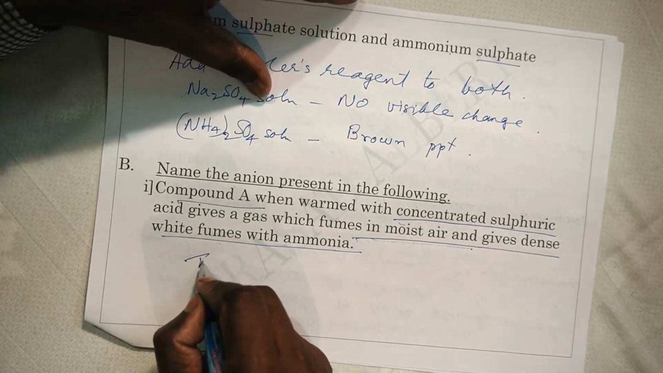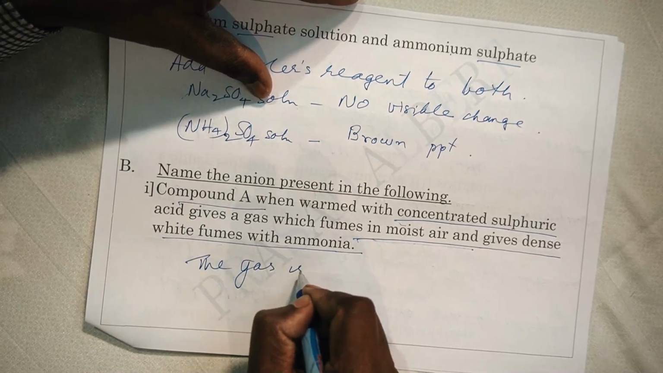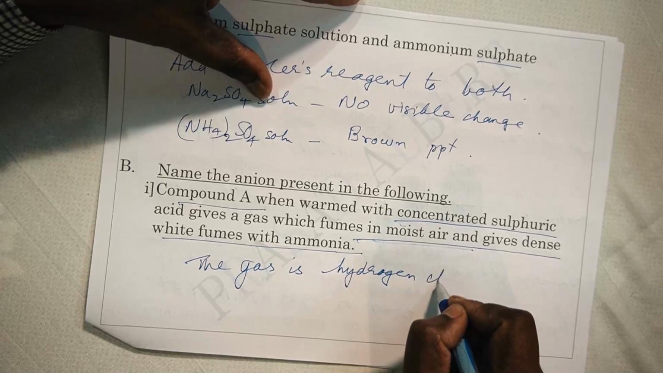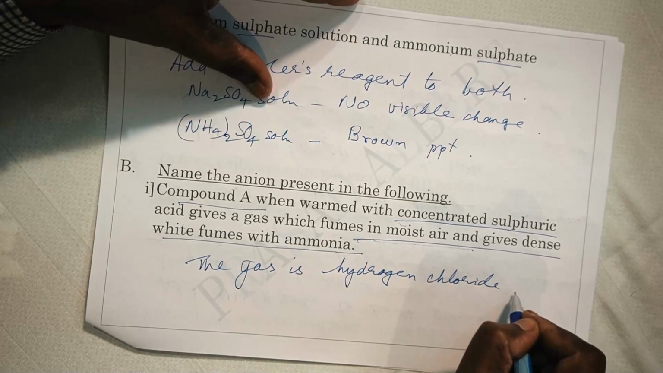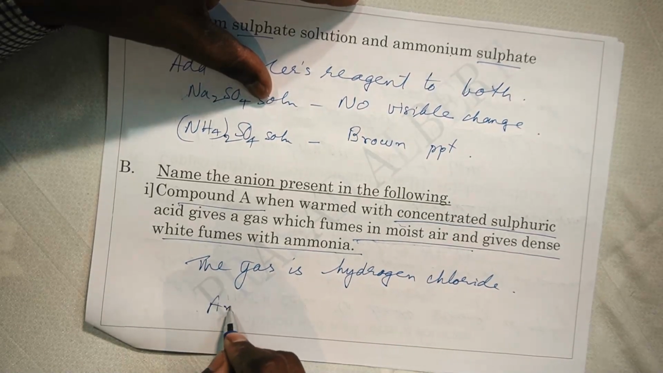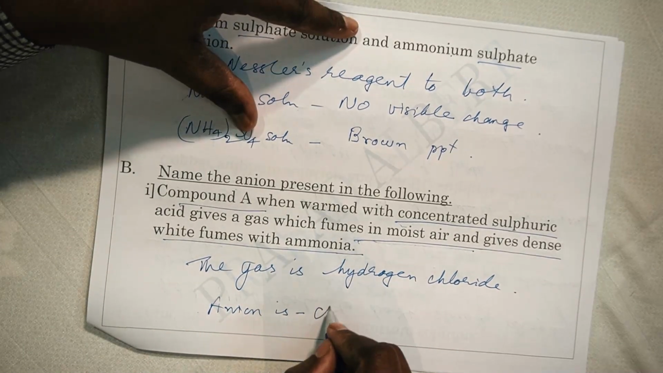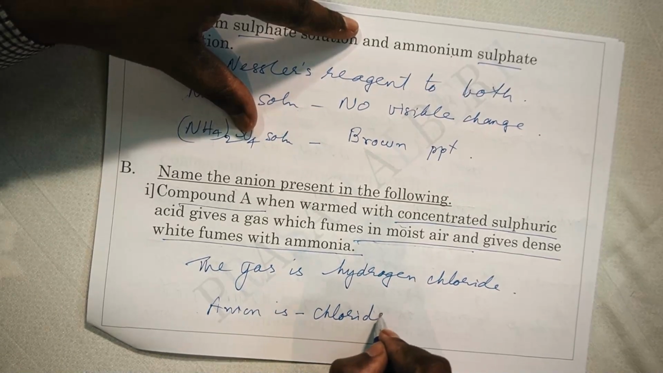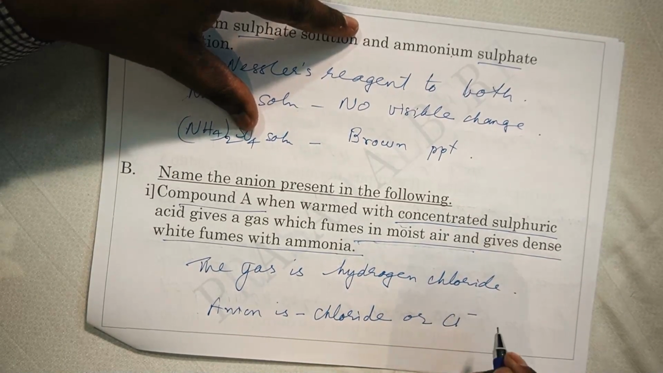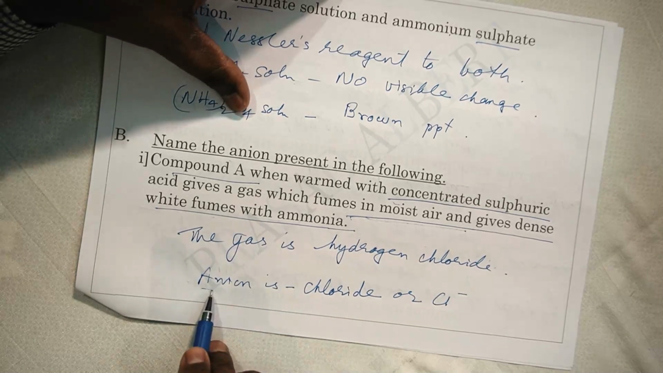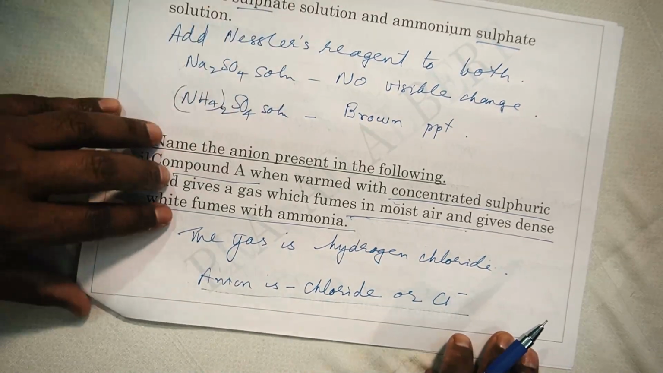The gas, what is the gas? The gas is hydrogen chloride, right? So what is the anion? Anion is chloride or Cl minus. Now you may not write the gas is hydrogen chloride, that is your rough work. The answer required is anion is chloride or Cl minus.